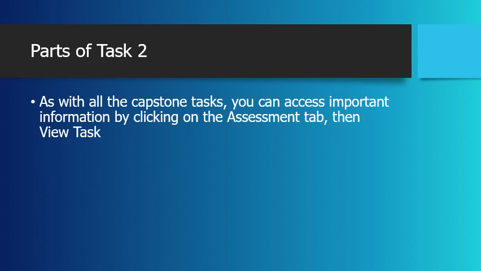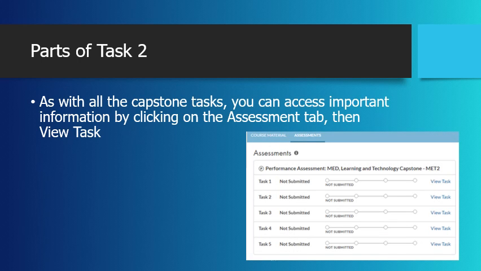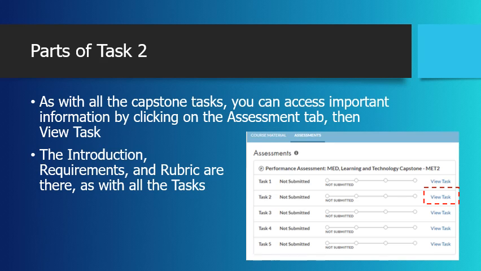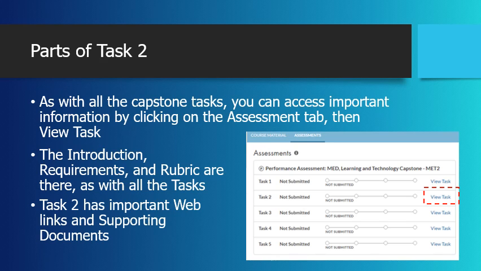Here are the parts of Task 2. With all of the Capstone tasks, you can get all the important information that you need by clicking on the Assessment tab, then on View Task. This is important for Task 2 and for all of the Capstone tasks. The introduction, requirements, the grading rubric are all there. Task 2 also has some very important web links that I don't think you see anywhere else. Also, the supporting documents are important.